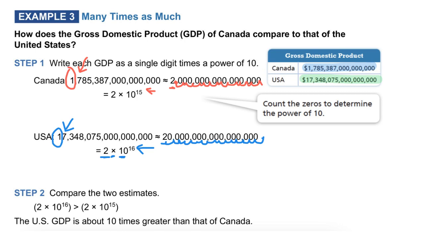All right, so we are going to compare these. The 2 is the same, so the only difference is how many 10s do we have? Well, 10 to the 16th is much bigger, 10 times bigger than 10 to the 15th.